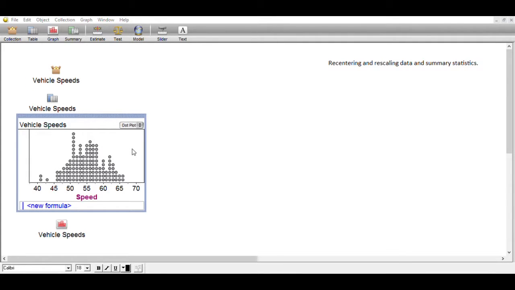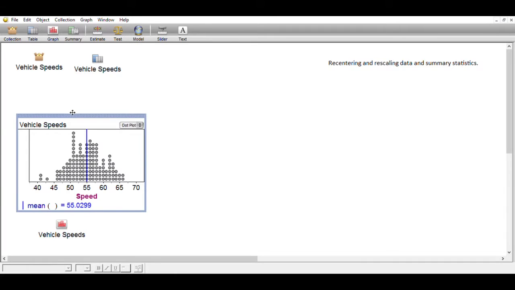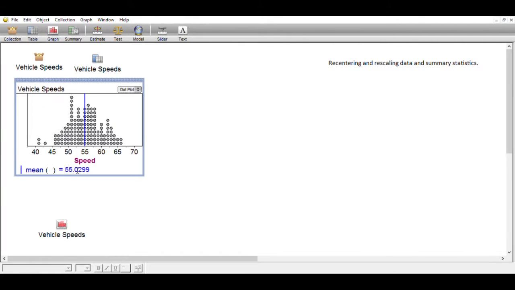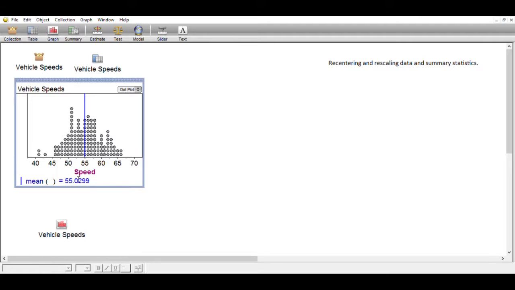So I want to display, and also compute, the mean. There's a display of the mean, and it tells us right down there. That's useful. Let me move these up here and extend this downward. So the mean speed is 55.02 miles per hour, about 55.03 miles per hour.